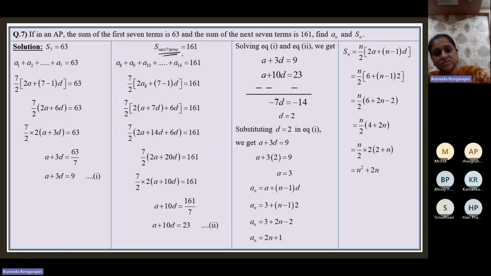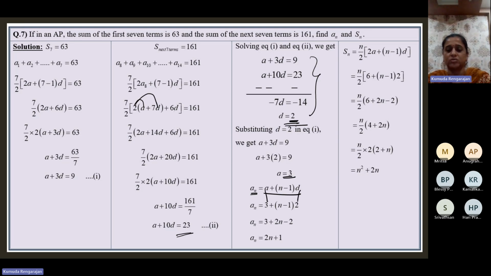So I've written the sum of the next 7 terms is 161. You can see here A8 to A14 is 161. 7 by 2, 2 into A8 plus 7 minus 1 into d is 161. A8 is a plus 7d. So 2a plus 14d plus 6d is equal to 161. On working this, this is the second equation. Solve the two equations. First you get the value of d, and on substituting you get the value of a. So a_n is a plus (n minus 1) into d.